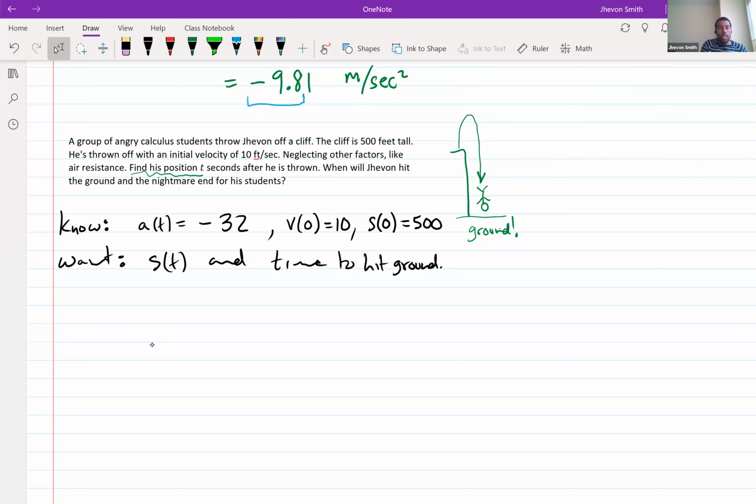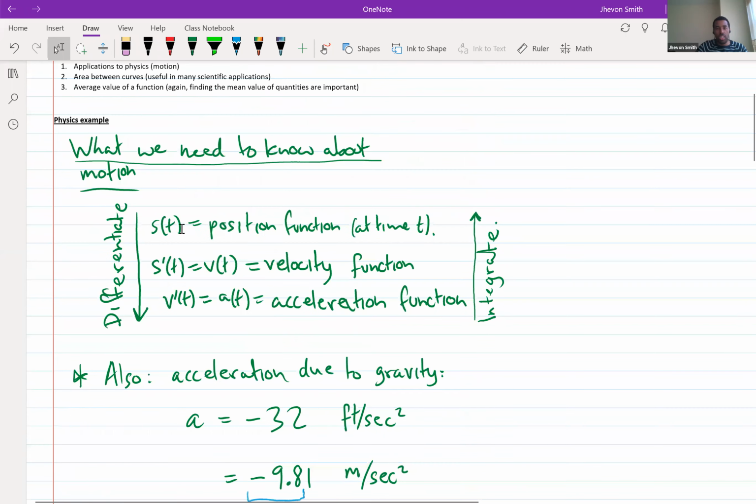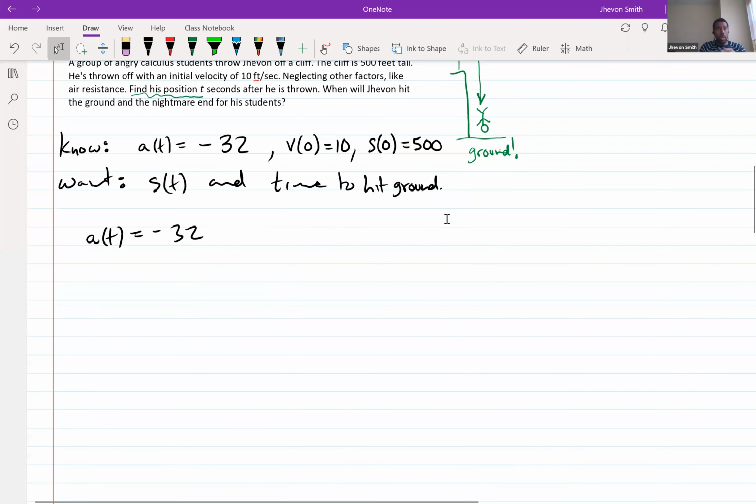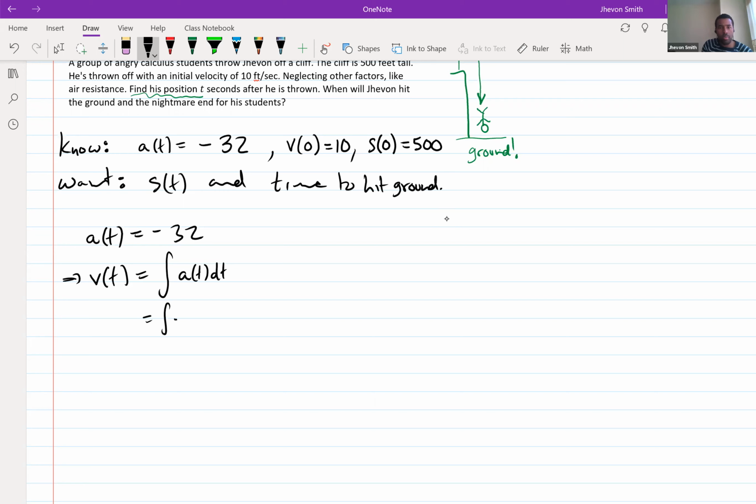So let's go. We know that the acceleration function is minus 32, which means if I want to go up to the position function, I need to move in that direction, which means I should be integrating. So my velocity is going to be the integral of the acceleration. So that is the integral of minus 32. What's the integral of minus 32?